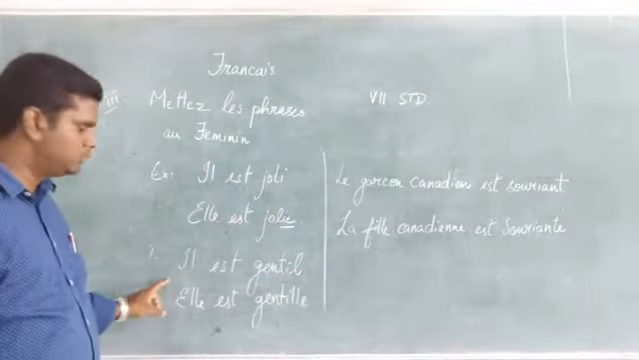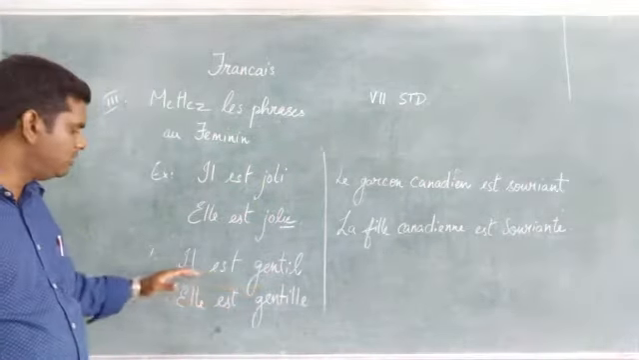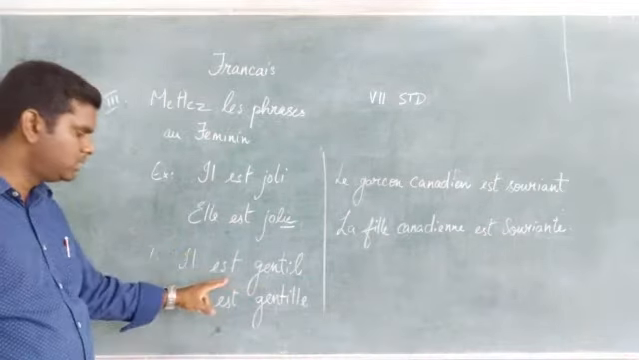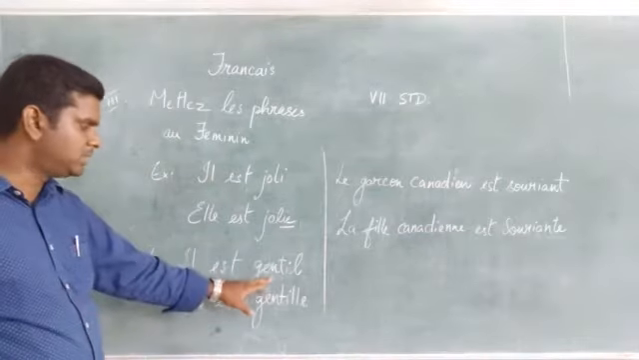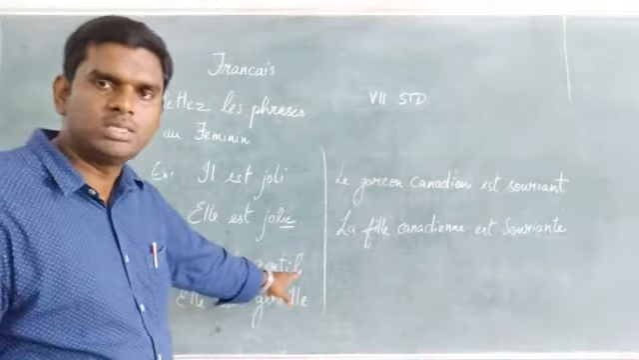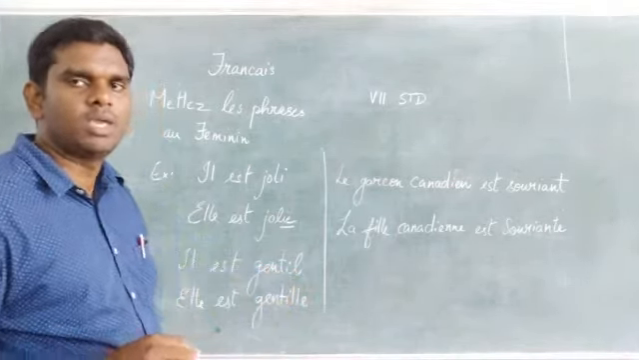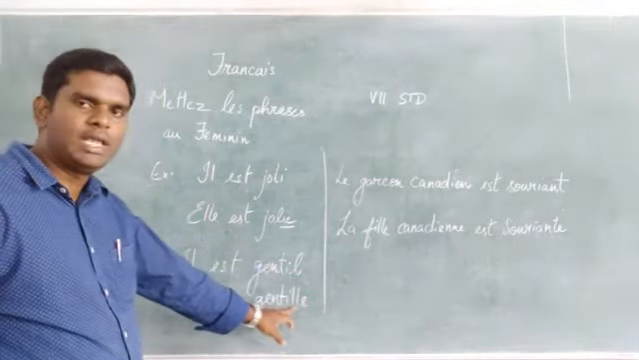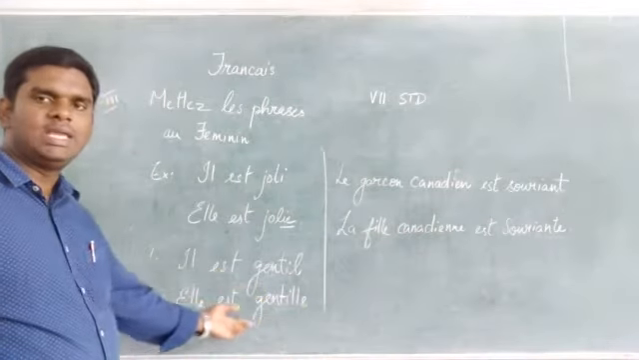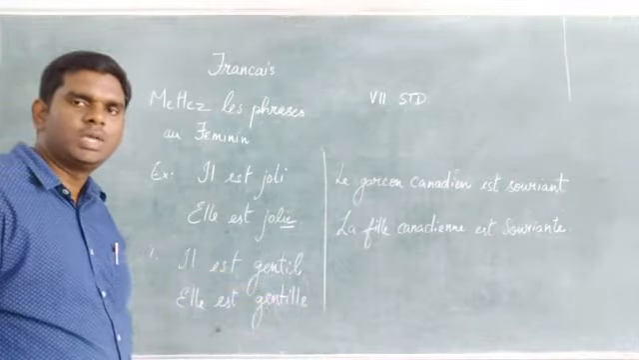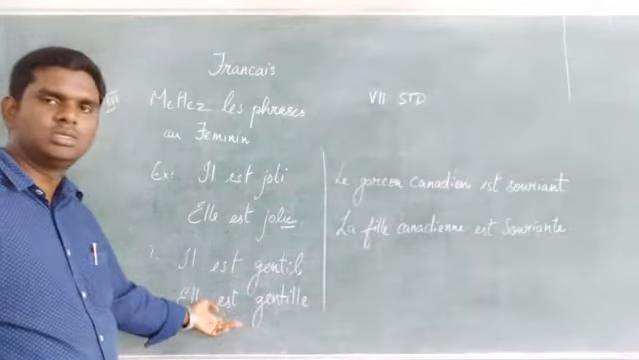And rule number 2, il est gentil. This is the question. Il will be changed into elle. Point number 1, there is no change in the verb. Point number 3, whenever it is ending with a single L, we have to add LE. That is what we saw in the rules. So what I am going to do is adding double LE. So il est gentil, elle est gentille. Here you can say gentil. So this is the example.